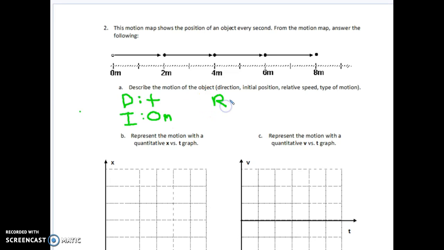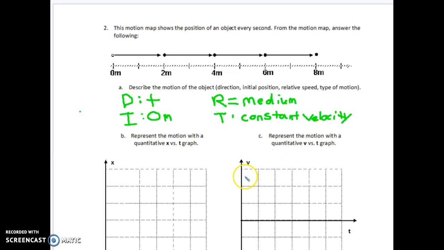R stands for relative speed. I can't really compare this to anything else because I only have one object in motion, but I'll just say medium in terms of its relative speed. And lastly, T stands for type of motion. I can see that all of my arrows are the same length, so I'm going to say that my object is moving at constant velocity.